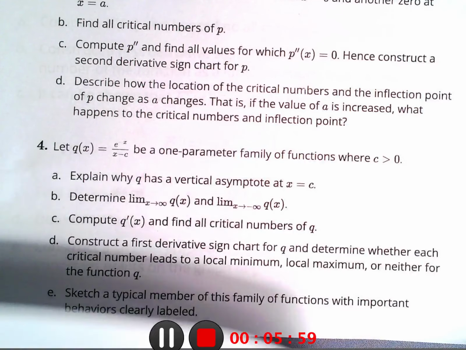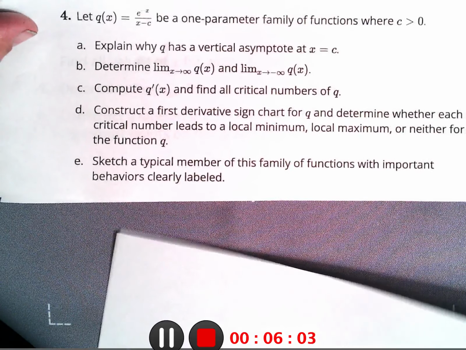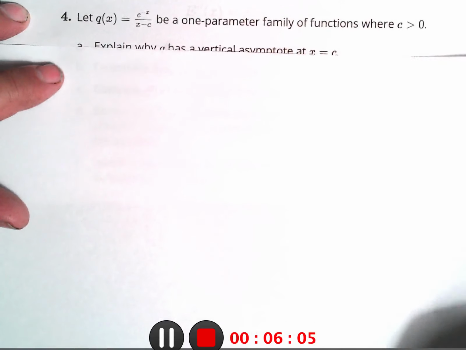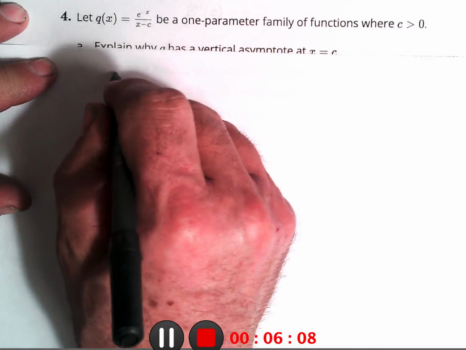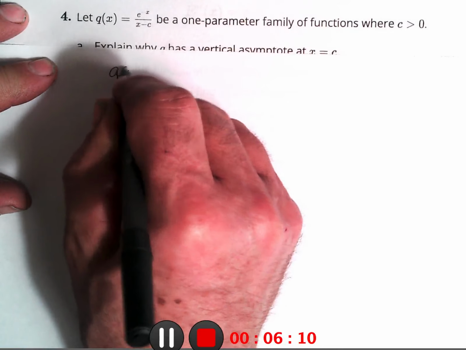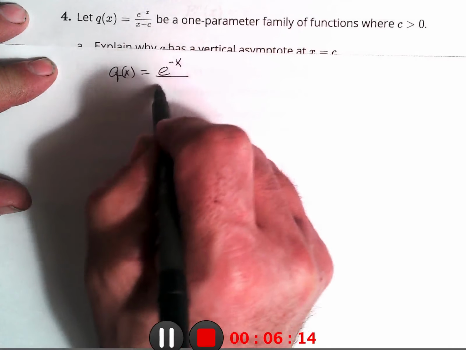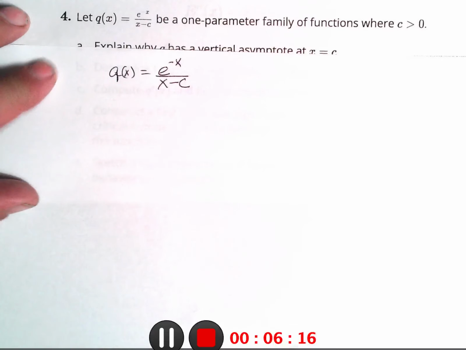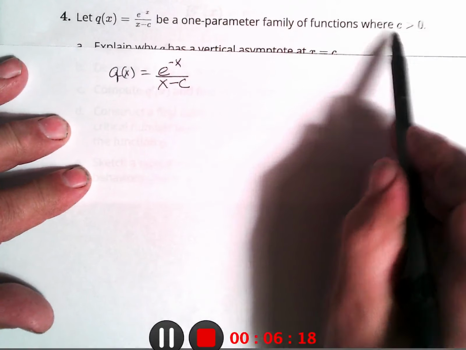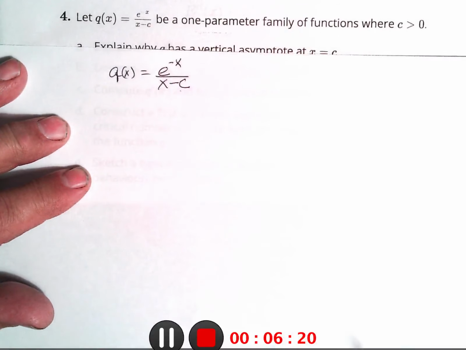4. So let's move that up there. So we have Q of x equals e to the negative x over x minus c. And c is a positive number, and it's a 1 parameter. c is the only parameter.